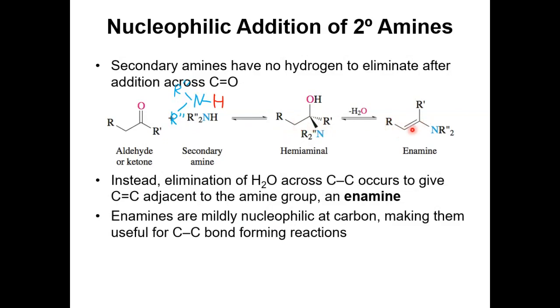You will get something called an enamine. An enamine is a C=C double bond directly bonded to nitrogen. En means alkene, and amine means something single bonded from carbon to nitrogen, hence enamine. The enamines are actually mildly nucleophilic at the carbons, so they can be pretty useful for carbon bond formation reactions.